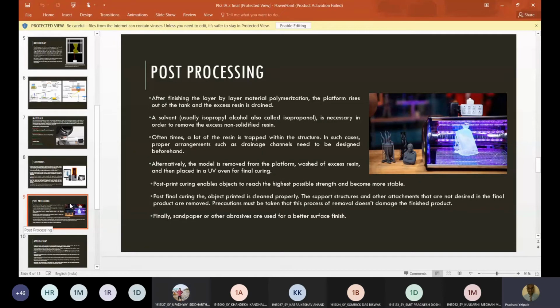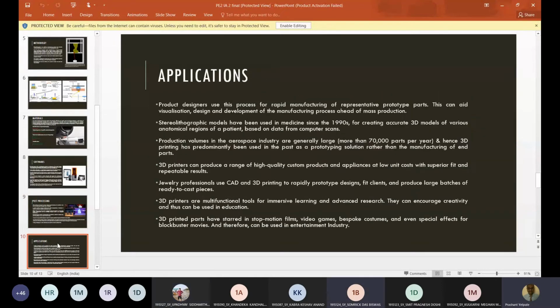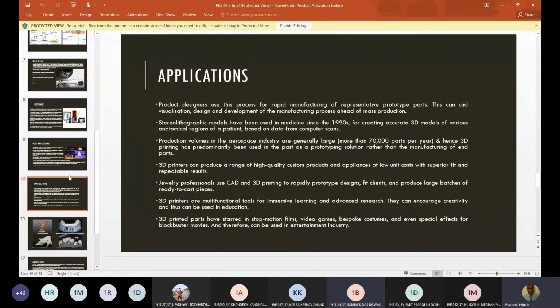Very nice. Sir, next, Yashika will explain the applications and the advantages. Okay, so applications of stereolithography.